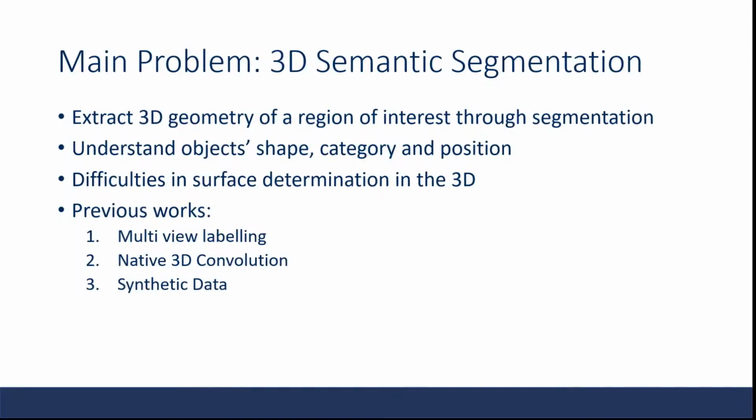Previously, there were three major approaches. The first one is multi-view labeling in 2D, the second one, which is very popular, is using native 3D convolutions, and the third one is creating synthetic data.